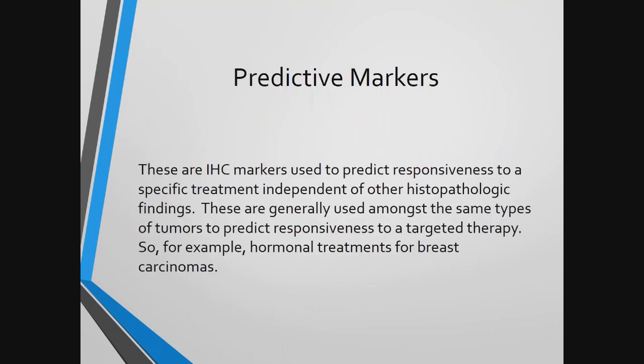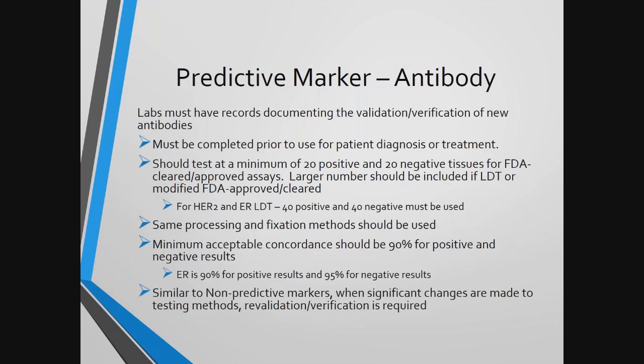The second category of IHC markers are called predictive markers. These markers, as their name states, are used to predict responsiveness to a specific treatment independent of other histopathologic findings. Examples of these are HER2 and ER. The basic process for validation and verification of performance is the same for predictive as compared to non-predictive antibodies. It must be completed prior to any patient testing, with all of the same processing and fixation methods being utilized.